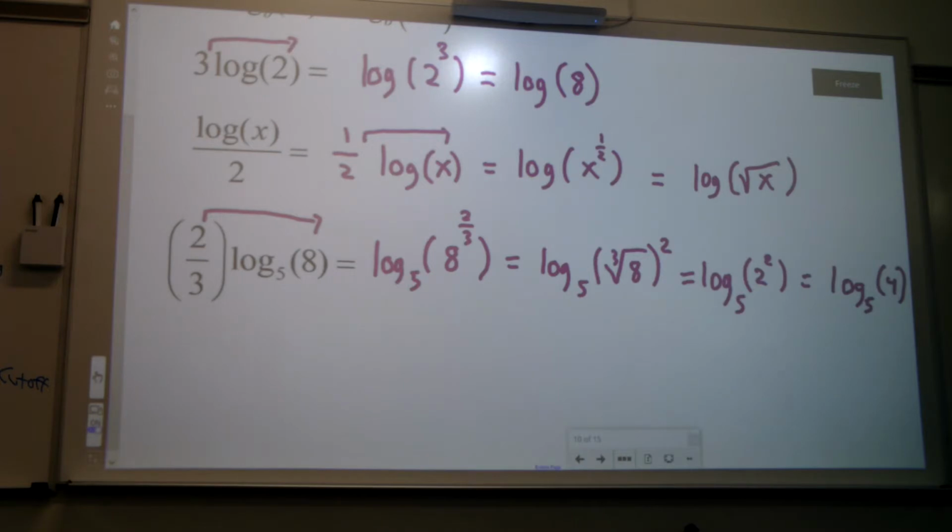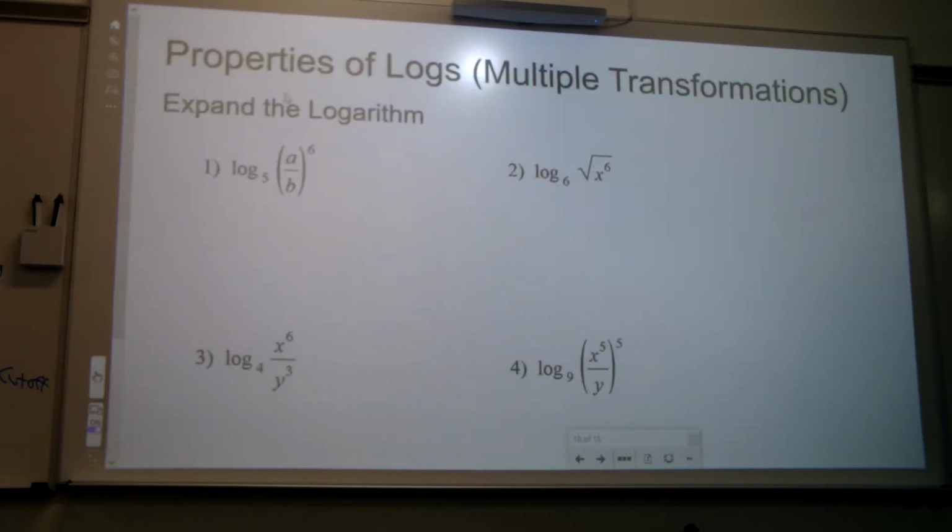In the last couple examples, we only used one property per problem. What we're going to do now is look at when we have multiple transformations, or in other words, we can use multiple properties. Now when doing this, it's important to remember something that was said about ogres.